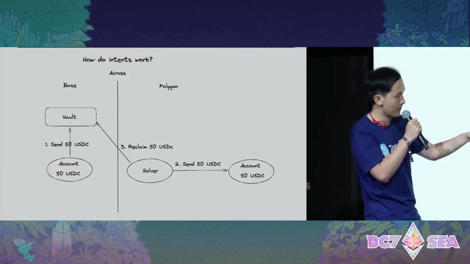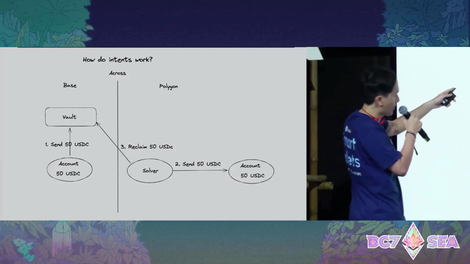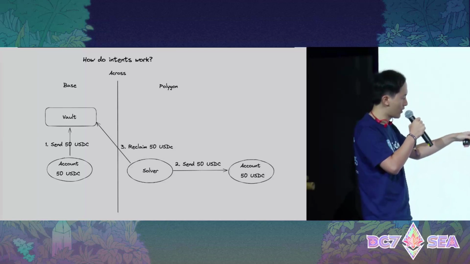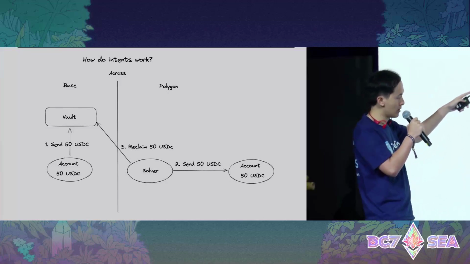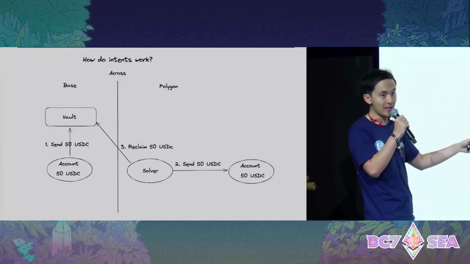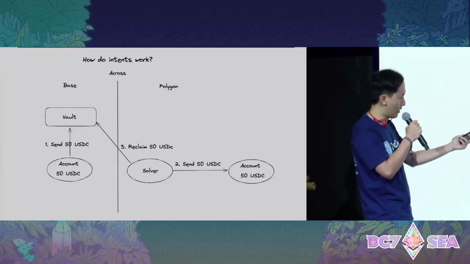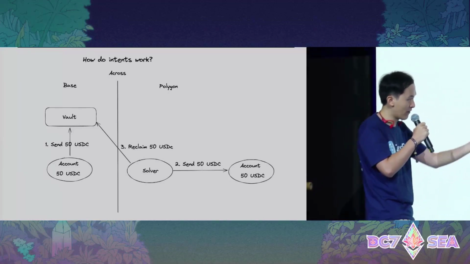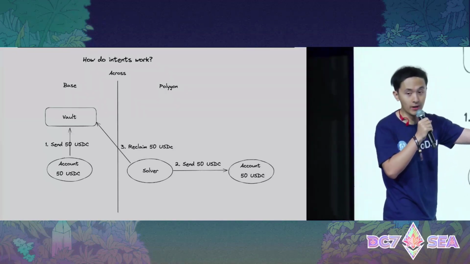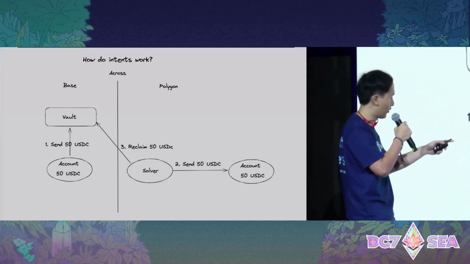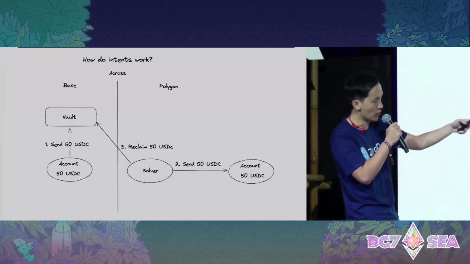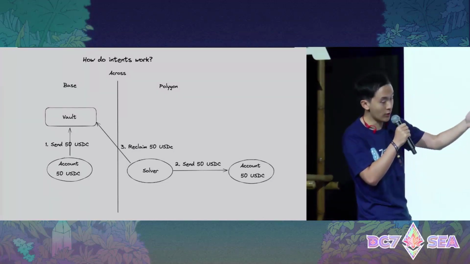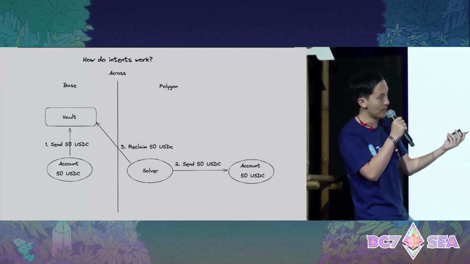Note that the reason we need the vault here is that without first moving the tokens into the vault, the user can very easily scam the solver by taking their money away after the solver paid for them on the other chain, right? So it's important for the account to first lock the tokens into a vault before the solver can send them the tokens on the other side. So this is how intents work.